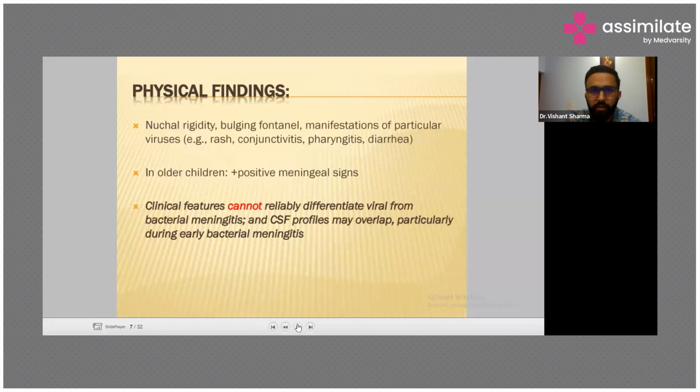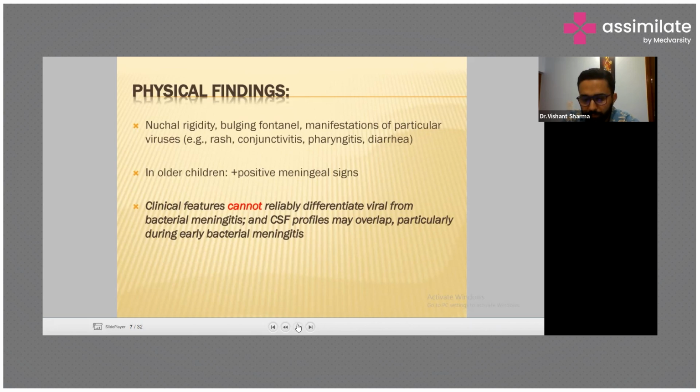So physical findings, as I told: neck rigidity, bulging fontanelle, and with particular viruses, for example, rash, conjunctivitis, pharyngitis, and diarrhea. In older children, positive meningeal signs. Always remember clinical features cannot reliably differentiate viral from bacterial, and CSF profiles may overlap during early bacterial meningitis. So this has to be proceeded in a good way. We need to be very clear in diagnosis and do proper scans and proper tests for that.